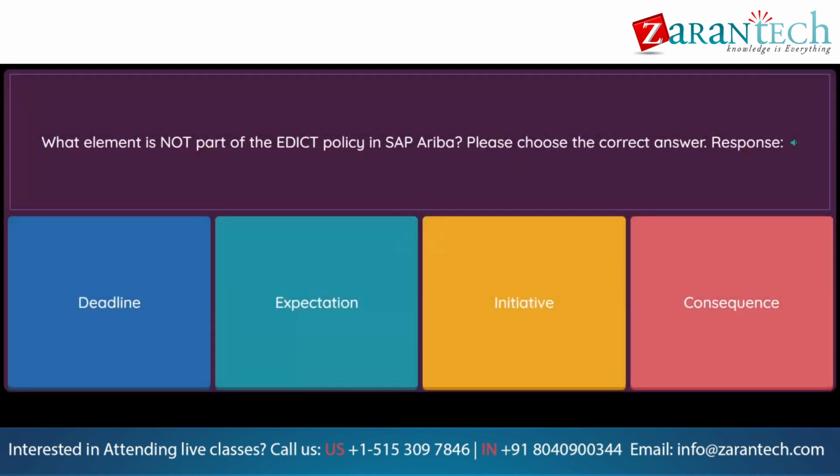Question: what element is not part of the edict policy in SAP Ariba? Please choose the correct answer. Response. Option 1: Deadline. Option 2: Expectation. Option 3: Initiative. Option 4: Consequence.